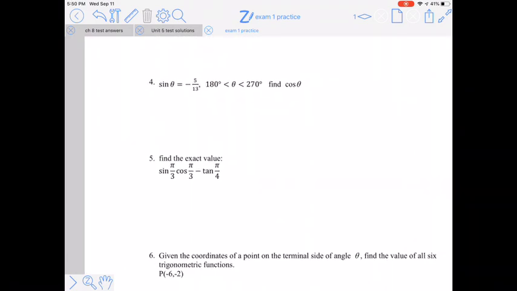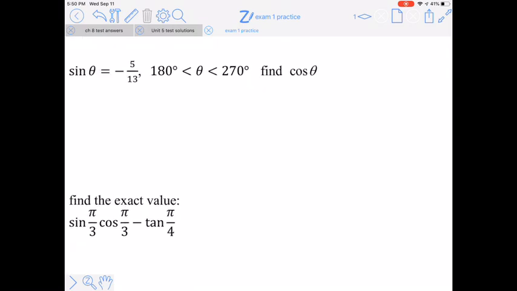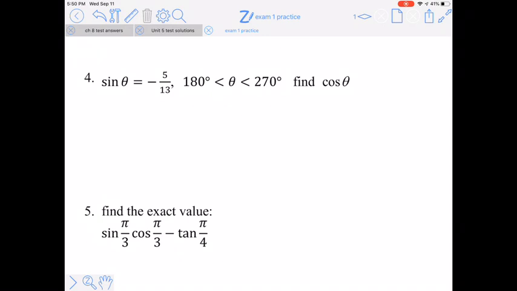Now question 4, this starts going into section 2.3 now. 2.3 was a big one. There's a lot of topics in 2.3, a lot of topics. Now I want to make sure that we understand what this is telling us, that the angle is between 180 degrees and 270 degrees. What is that telling us?